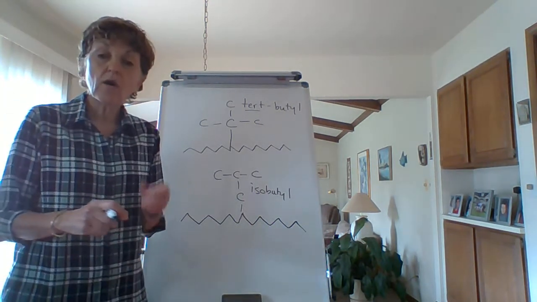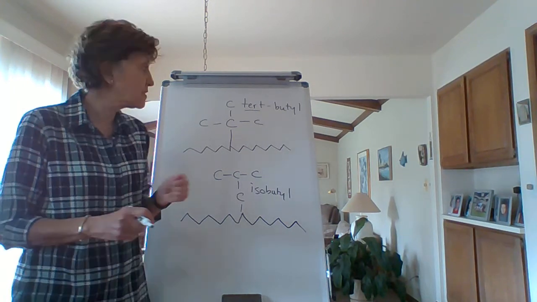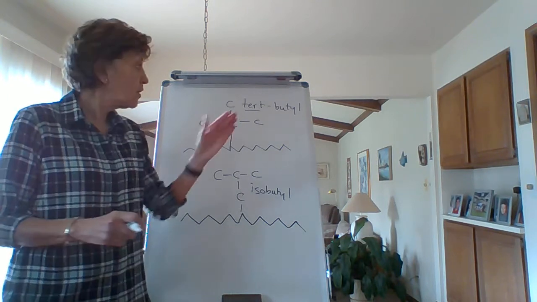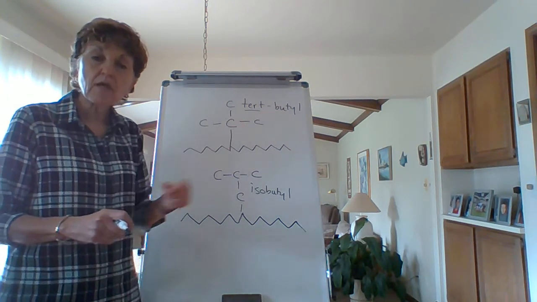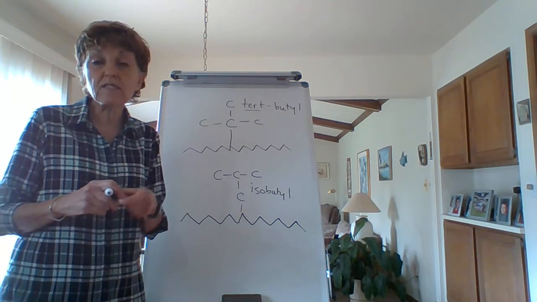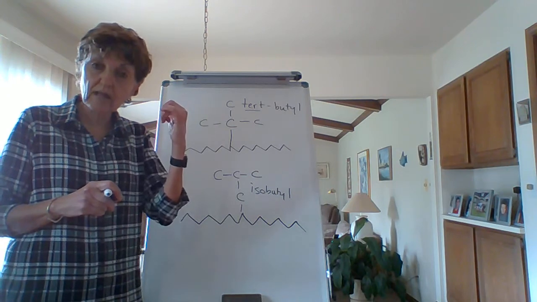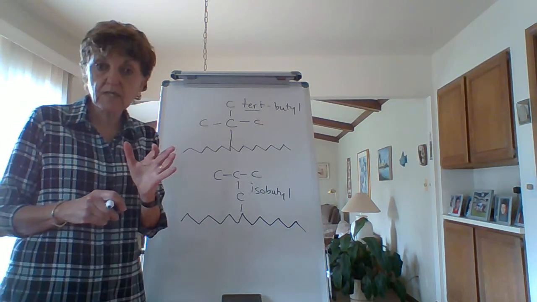One thing to know. Iso is alphabetized. That I is alphabetized. But tert and sec are not alphabetized. So you ignore the tert and you alphabetize based on the B. The other thing that isn't alphabetized is the di. Remember how we had a dimethyl there in the last video? Di, tri, tetra, you don't alphabetize those.